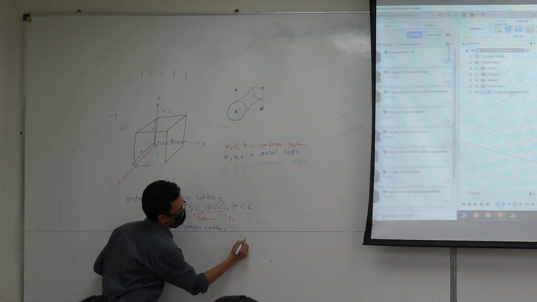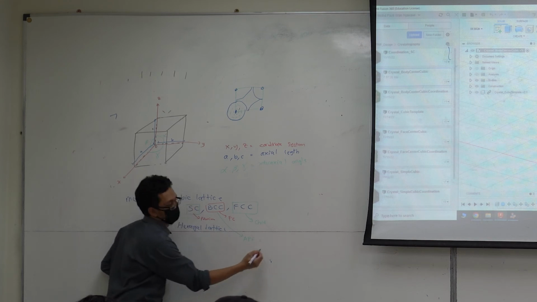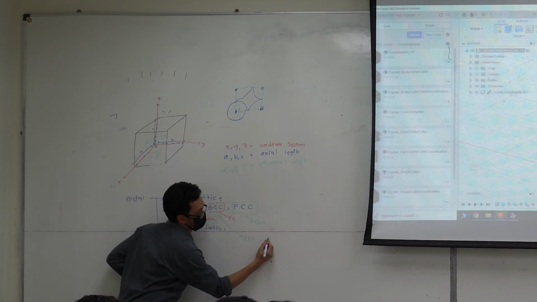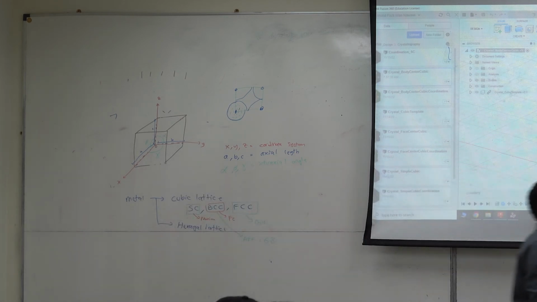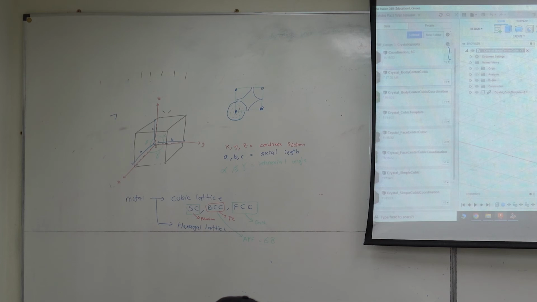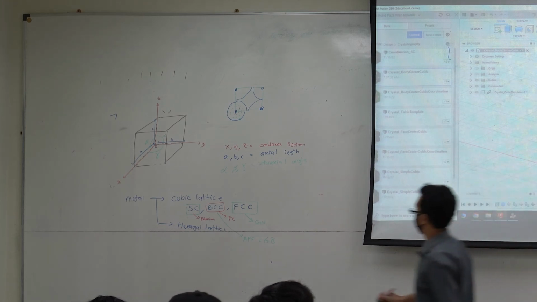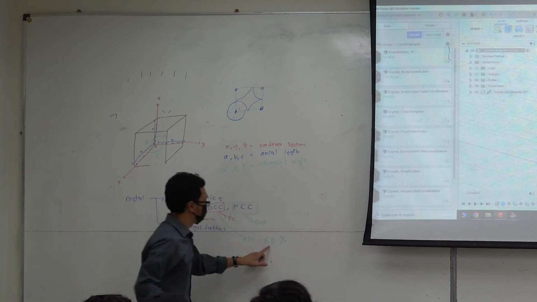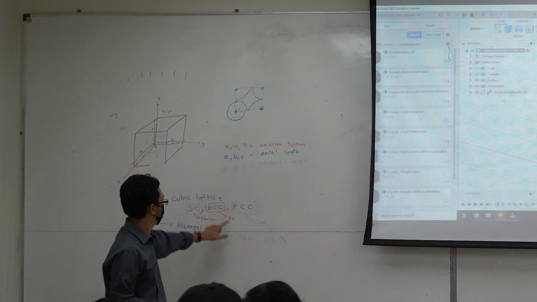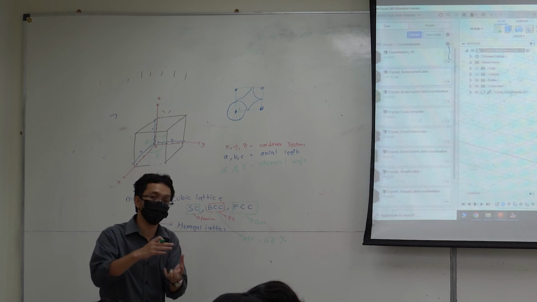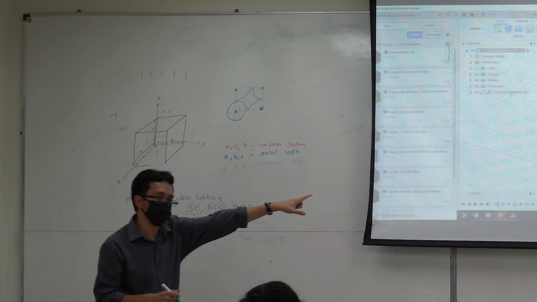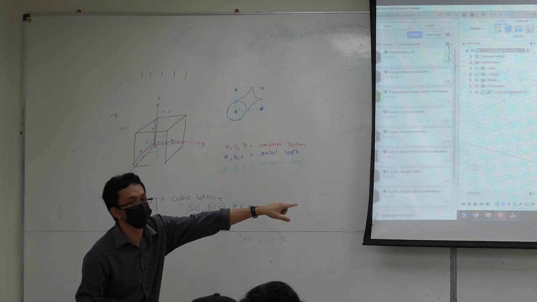the APF, atomic packing factor, is 68. 68 or 62? Normally I show how, but I'm afraid there is no time. 68%. So you can see the way you pack using the BCC is much more efficient than the simple cubic.